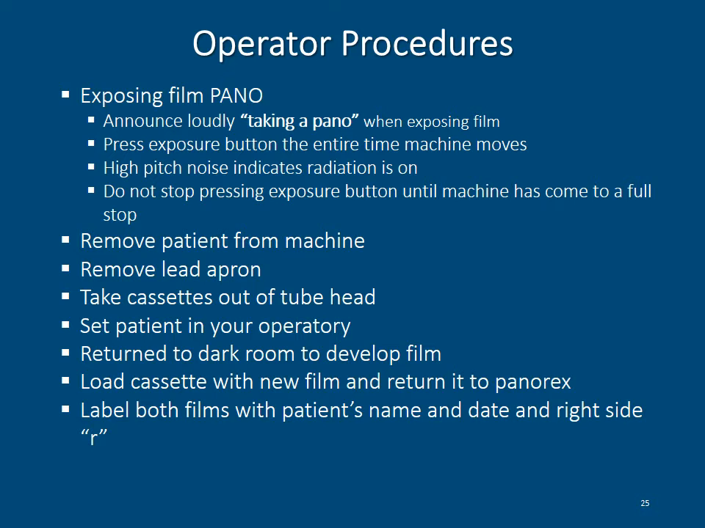Remove the patient from the machine, remove the lead apron, and hang it up on the wall. Set your patient in your operatory or in a chair while you are waiting to view the film or expose the radiograph. If you're doing the film panoramic, you will complete this in the dark room, and that's going to take a few minutes, so that may be the best time for you to place your patient back into your operatory. If you are doing a film panoramic, make sure to reload the cassette with new film.